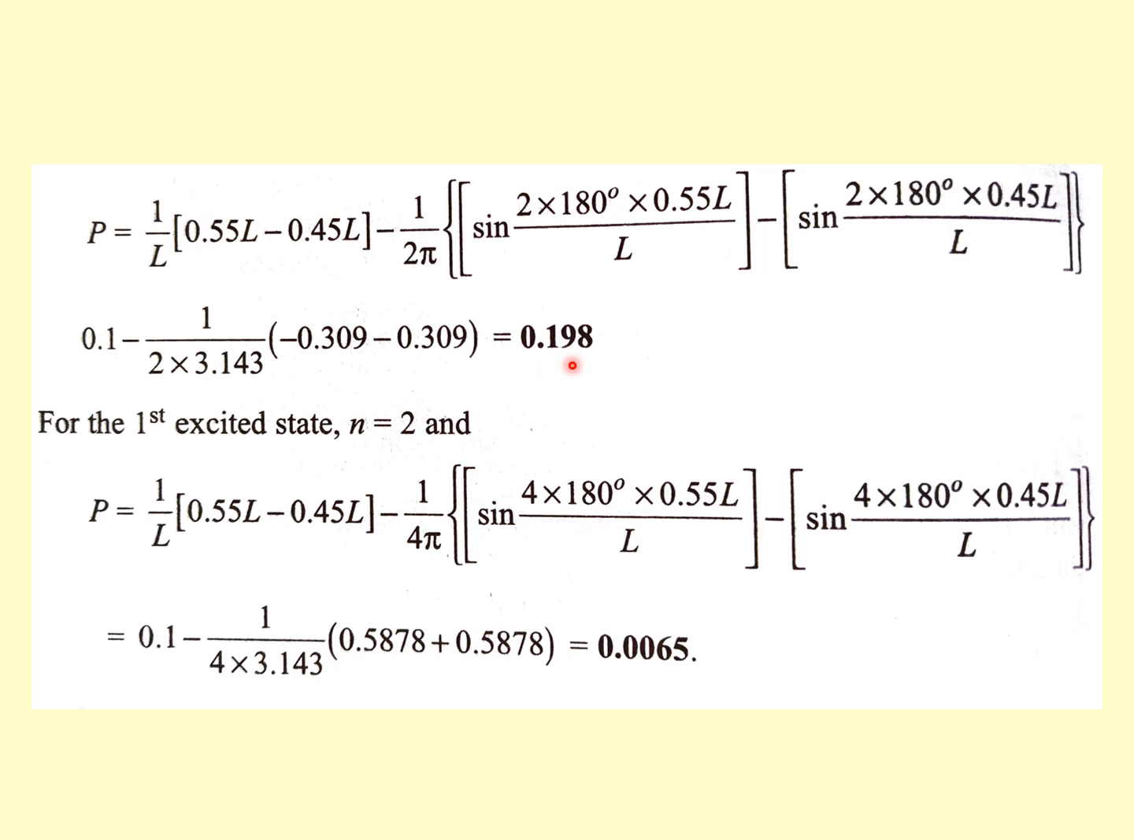in the first state as 0.198. For the first excited state, n equal to 2, the probability is even less, 0.0065, a very small probability. So using this energy formula and wave function formula, we can find out the probabilities and energy of the particle as a wave.